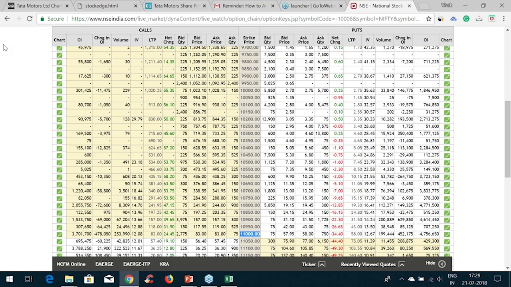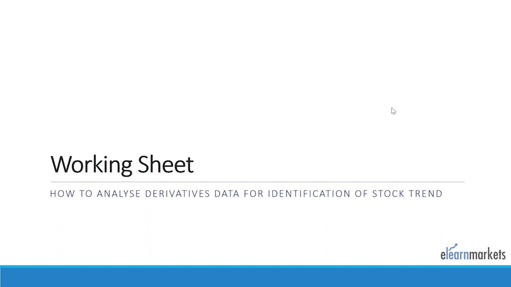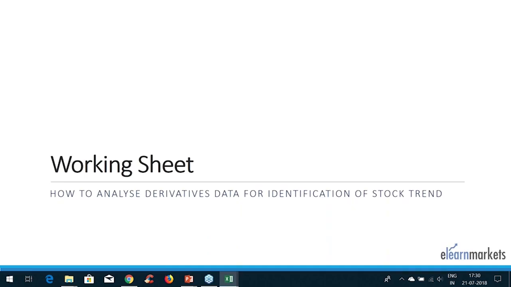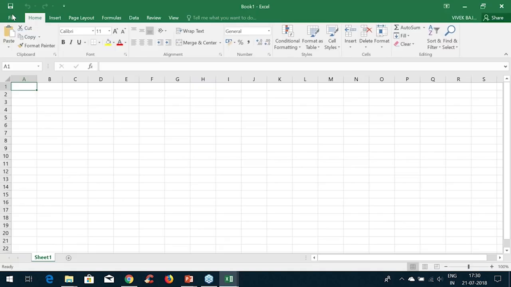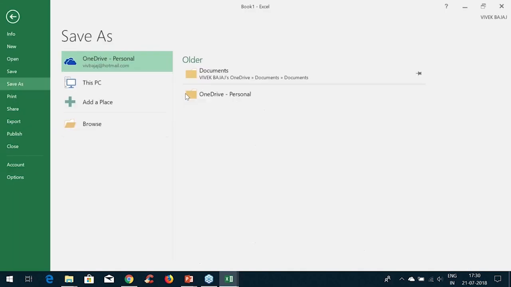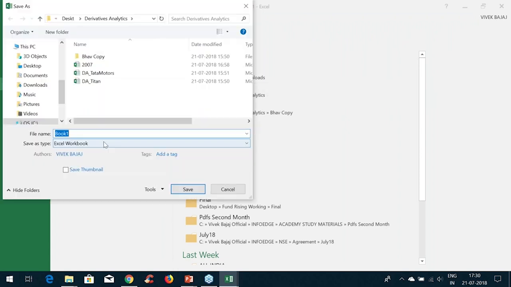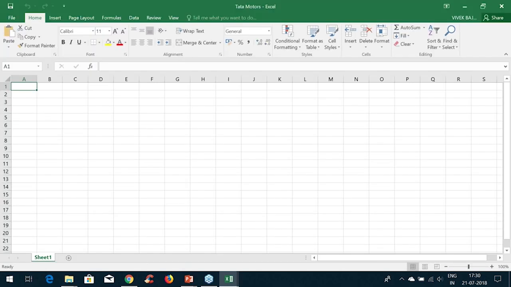So I want you guys to create a fresh Excel for yourself. Okay. And this is the process of creating that Excel. Now let me open up an absolutely new Excel. So this is a raw Excel. Let me name that Excel, say Tata Motor. I have taken Tata Motor as a case study. So let me take Tata Motor only.